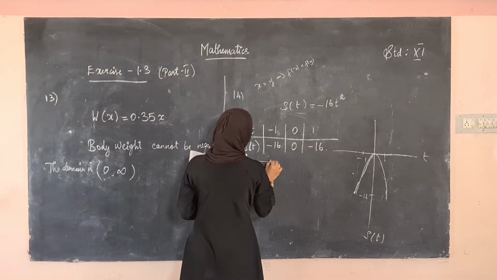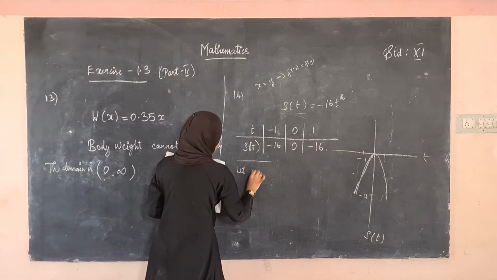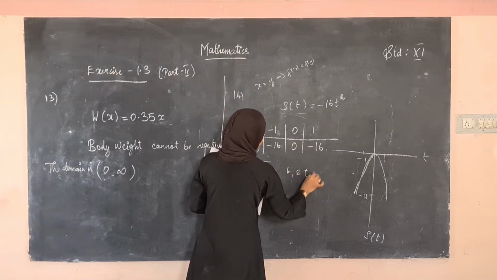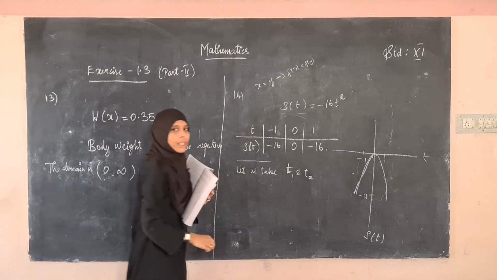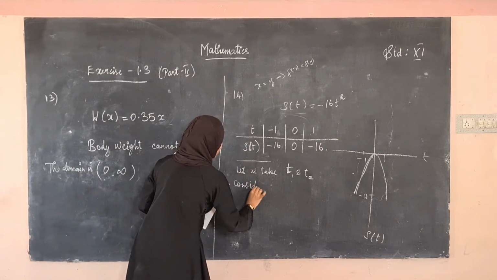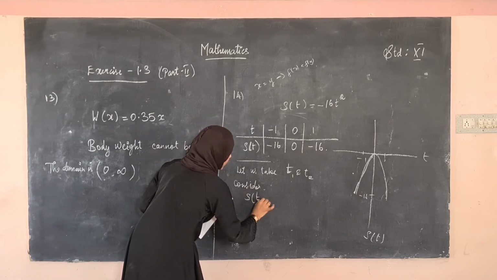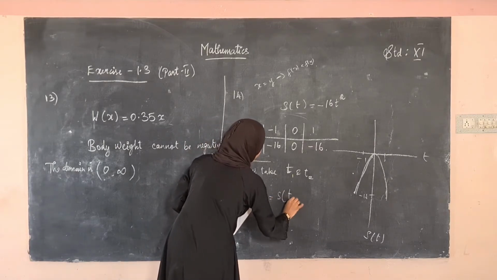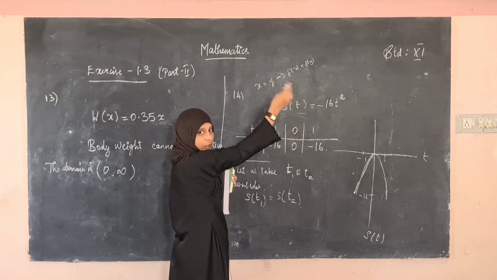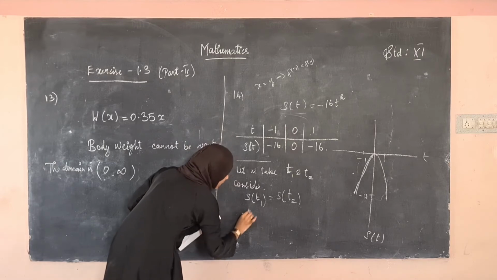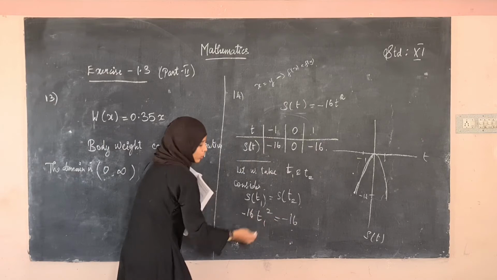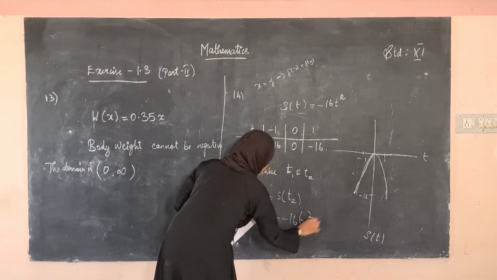So to prove 1 to 1, let us take two values of t, that is t1 and t2, and consider s of t1 is equal to s of t2. What is s of t? S of t is minus 16 into t square. What is s of t1 then? Minus 16 into t1 square is equal to, what is s of t2? Minus 16 into t2 squared.